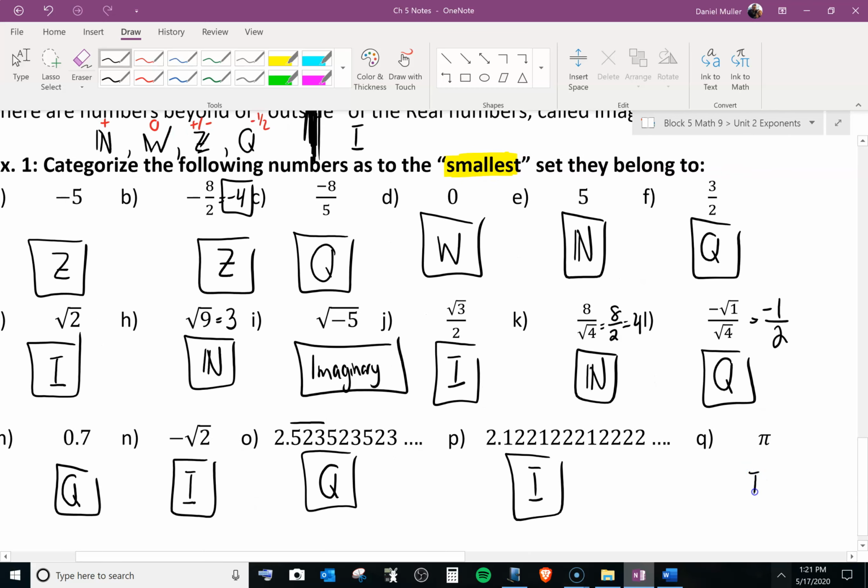And pi, that's the one, as always, that people like, where it is a decimal number that goes on forever.